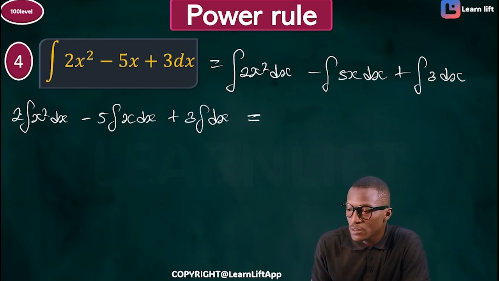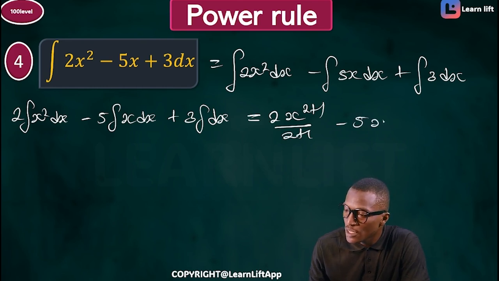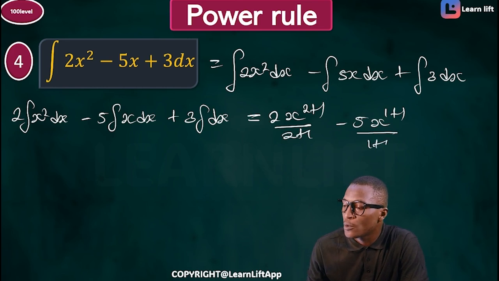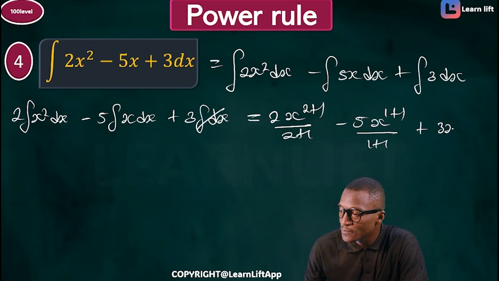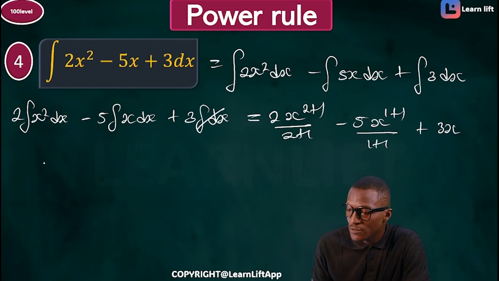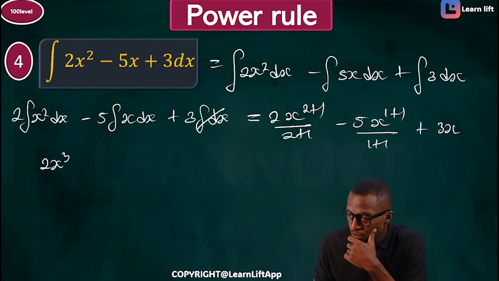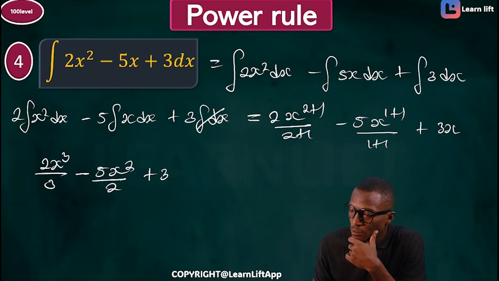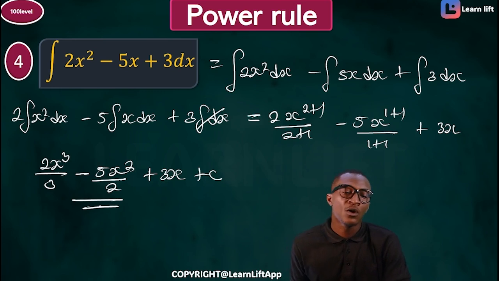This will practically give me 2 times x raised to power 2 plus 1 all over 2 plus 1, minus 5 times x raised to power, what's the power there? 1 plus 1 all over 1 plus 1. That'll give me plus, this anti will cancel out. What do I have? 3x. So this will now practically give me 2x cubed all over 3 minus 5x squared all over 2 plus 3x. Always add your constant, plus c. Are you seeing that? So that becomes the answer.